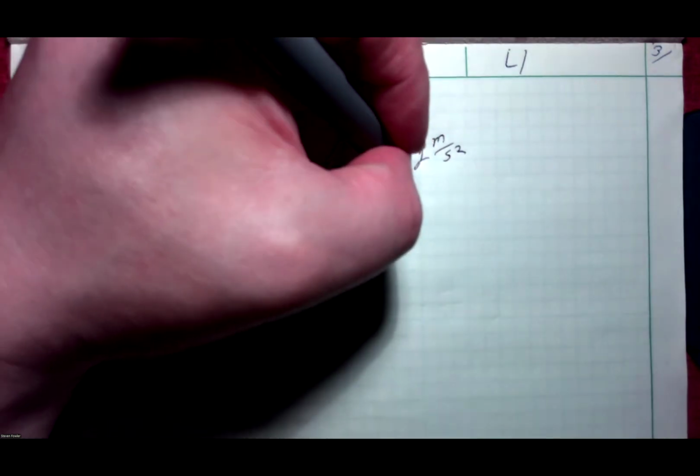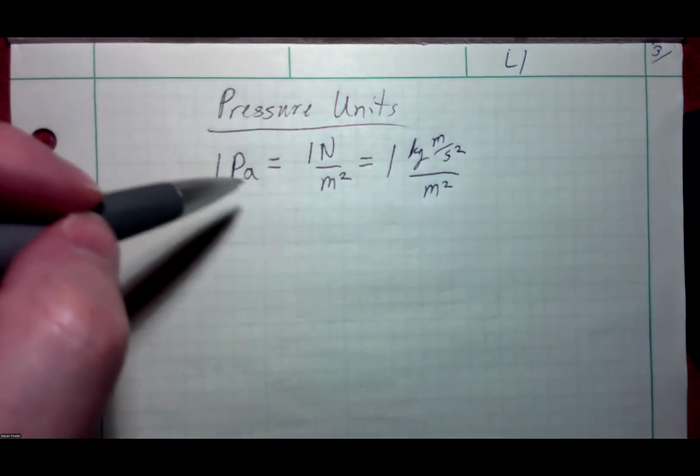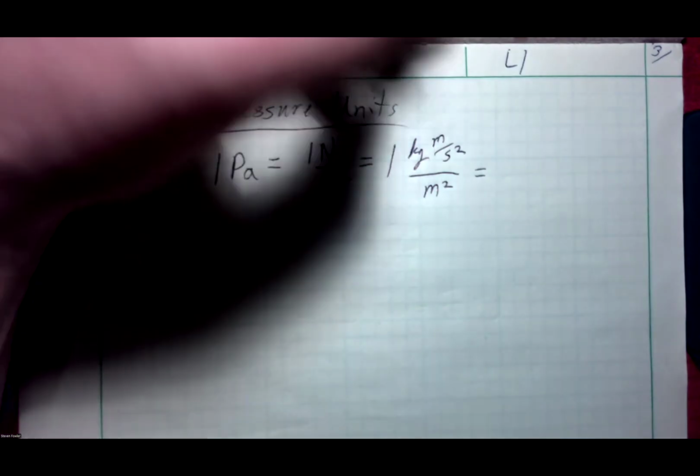So a Newton breaks down to a kilogram meter per second squared. And then to get a Pascal, that's per meter squared, which if you cancel these things out, what do we got here? Let's see, these are both in denominators. This is 1 kilogram per meter per second squared.